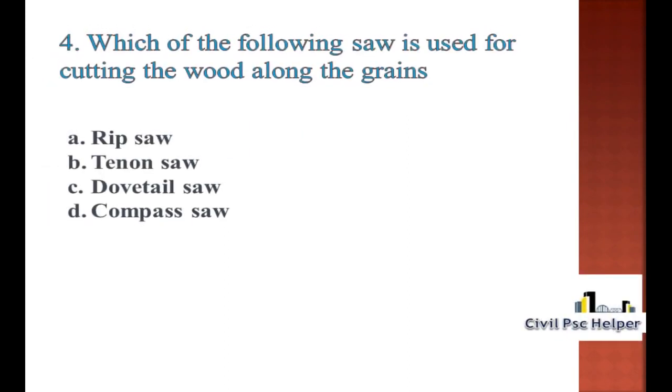Fourth question. Which of the following saw is used for cutting the wood along the grains? Option A, rip saw, option B, tenon saw, option C, dovetail saw, option D, compass saw. The saw which is used for cutting the wood along the grain is called rip saw. Option A is correct.